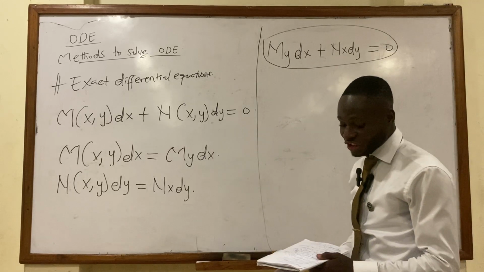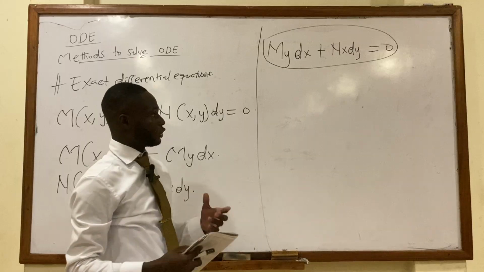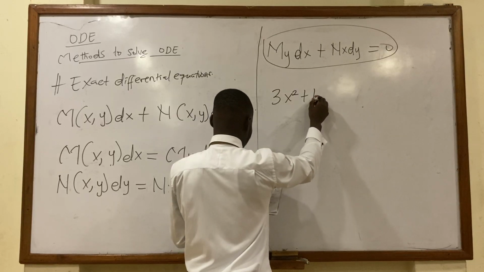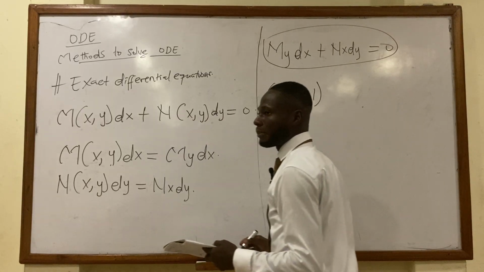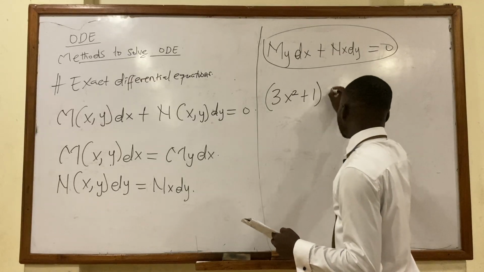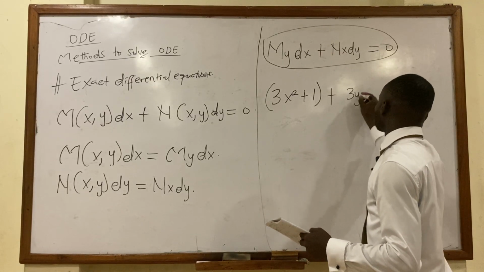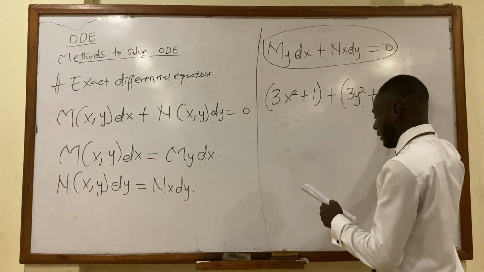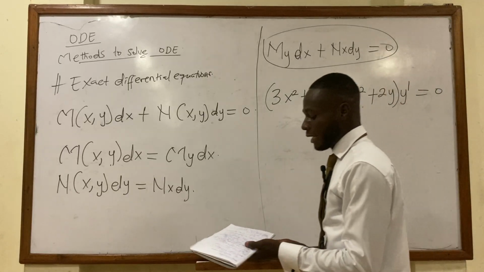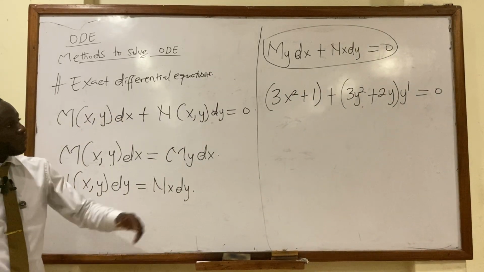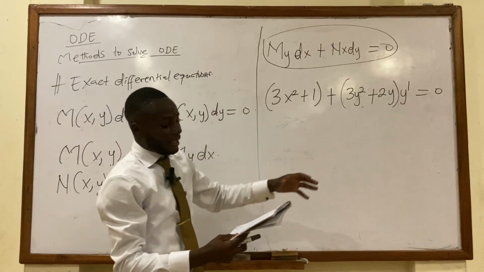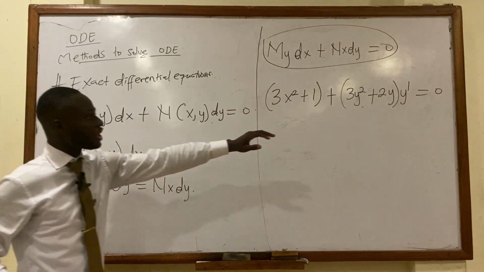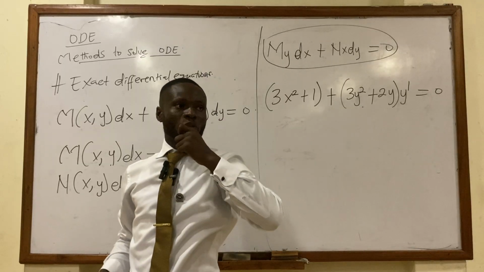So now let's check this example on this approach as well. So let's take this problem, 3x squared plus 1 plus 3y squared plus 2y y prime should be equal to 0. All right. So with regards to this problem, we can see that it's not in the standard form. So we have to change this y prime to dy dx.